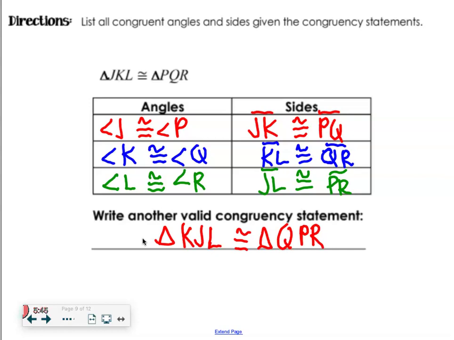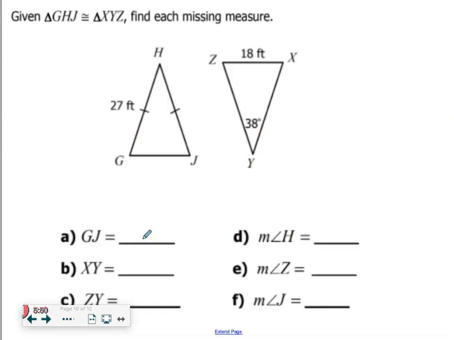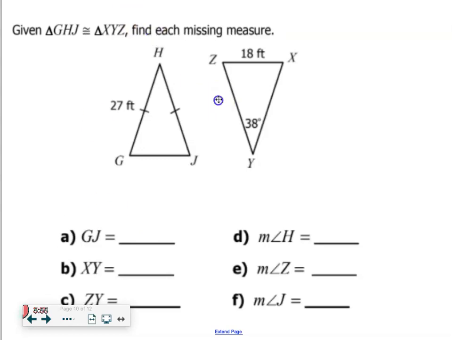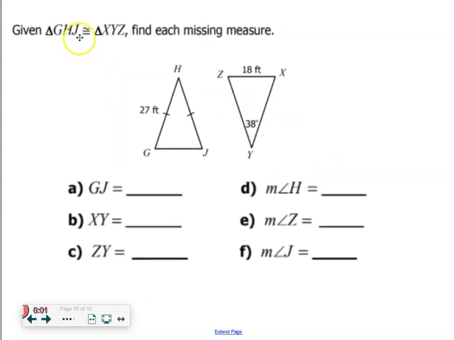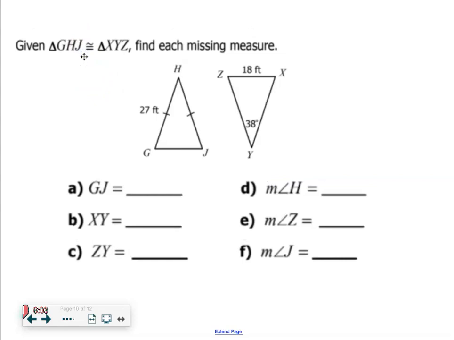Okay, now we're going to try to find missing measures given two congruent triangles. So can you guys take a second, knowing that these two triangles are congruent with the given congruency statement, and fill in as many of these as you can? You get a head start, and I'll catch up. So figure out what GJ is congruent to. It means XZ, and what is XZ? 18 feet.